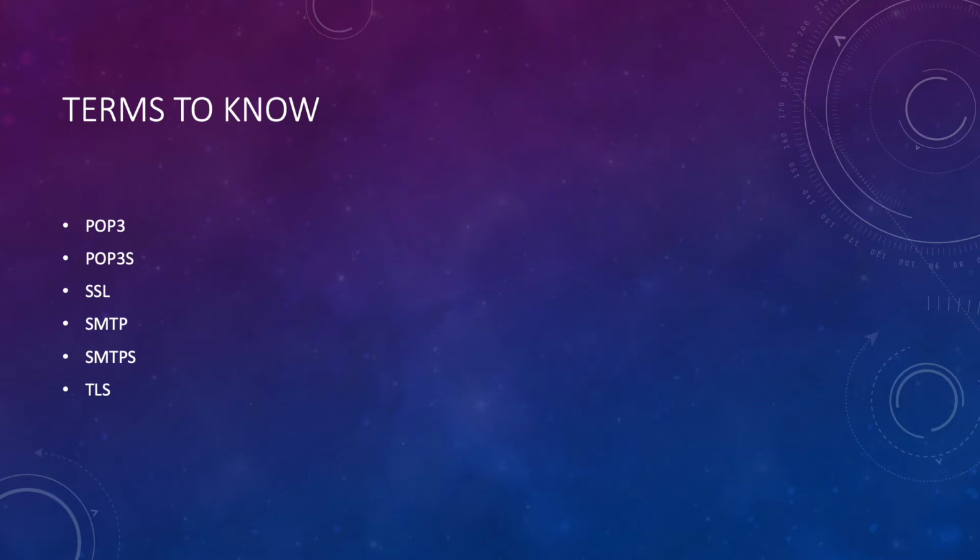What POP3 does is it only downloads the inbox folder. It doesn't deal with any sent mail, drafts, junk mail, none of that. It only deals with the inbox folder and downloading from the mail server. So POP3S is Post Office Protocol 3 Secure, and I don't want anyone to be confused. It's not an extension of POP3, it's just a method of securing POP3, or hardening it rather.